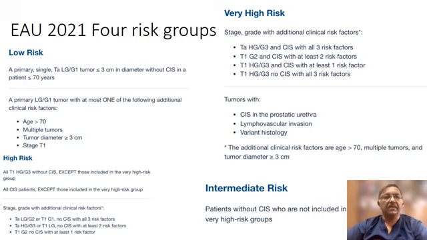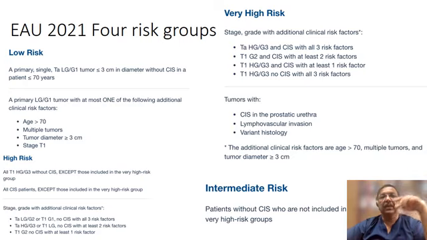Now, a primary low-grade tumor with at most one of the following additional clinical risk features becomes high risk, and intermediate risk is somewhere in between the low and high risk. Whereas a very high risk patient is TA high grade with CIS and all 3 risk factors. The risk factors are age greater than 70, multiple tumors, tumor diameter of greater than 3 centimeters, and stage T1.